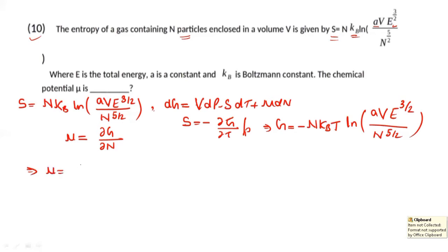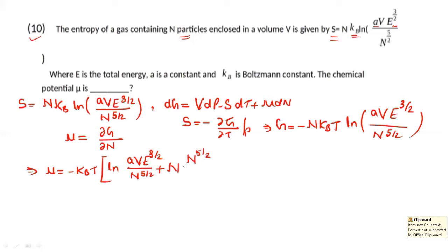So mu is equal to minus KBT, I am taking outside. Taking N as the first term, del N of N is 1 and the logarithm term will be as it is, ln Av e to the power 3 by 2 divided by N to the power 5 by 2. Plus sign. This time N will be kept as it is and the logarithm term will be differentiated. We know that derivative of log x is 1 by x, so you have to write just the reciprocal of it.